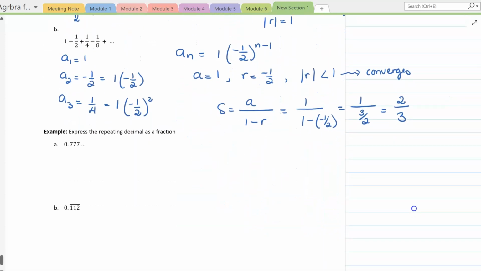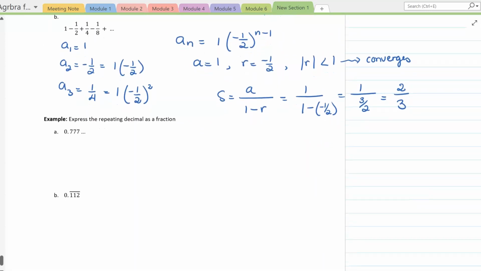Now let's take a look at this interesting one. When we divide by a number, we get a fraction. We get a repeating decimal. This means this number is actually a rational number that can be converted to a fraction. So how do we convert this to a fraction?